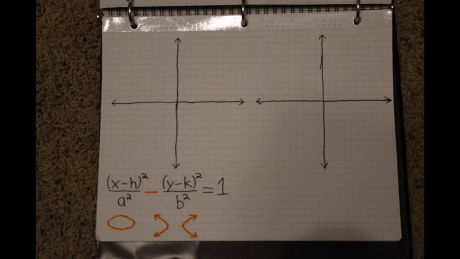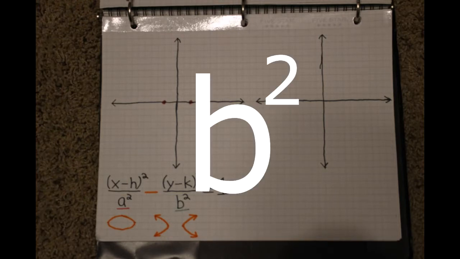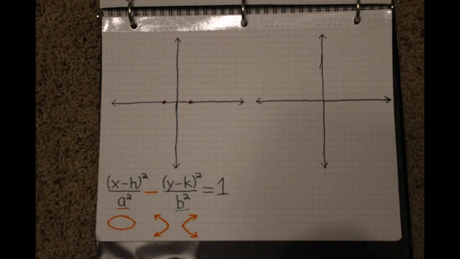Now, in order to graph the hyperbola, we can take a and place the positive and negative variations. Say that a squared is 4, that means a is 2, so we can put a point at 2 and negative 2. Now, if b squared is, say, 9, then b would be positive or negative 3. And we put those on the y-axis because it's in the y portion of the equation.